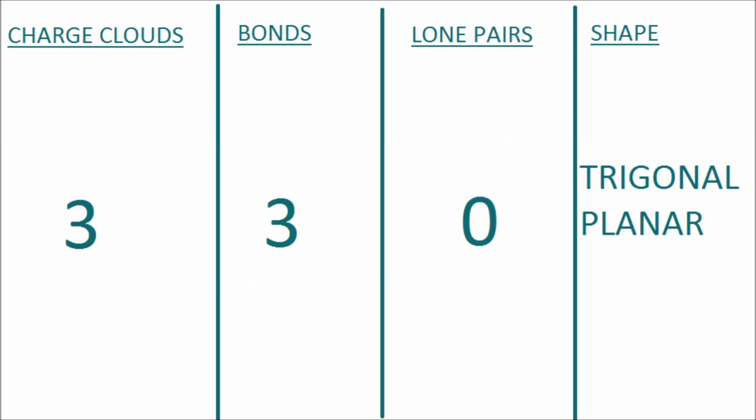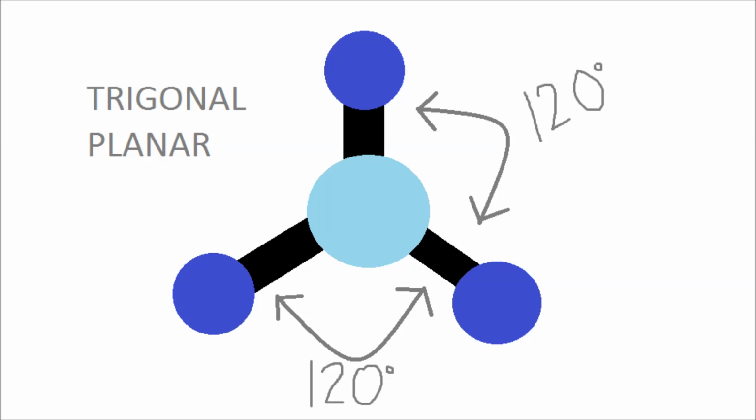The second shape, trigonal planar, consists of three charge clouds, three bonds, and no lone pairs of electrons around the central atom. Compounds with trigonal planar geometry have 120-degree angled bonds.